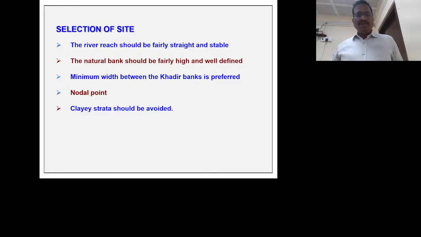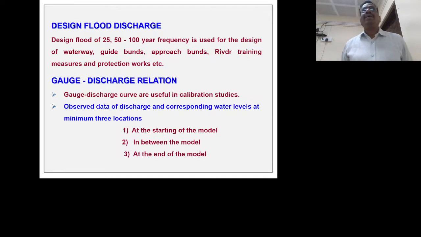You know, all of you know design flood discharge. Yesterday in one lecture, Kunjir sir explained about the 25, 50, 100 years discharge, how we can design from the CWC unit hydrograph method. And by using this, we carry out the design of waterway, guide bunds, approach bunds, river training measures and protection works.